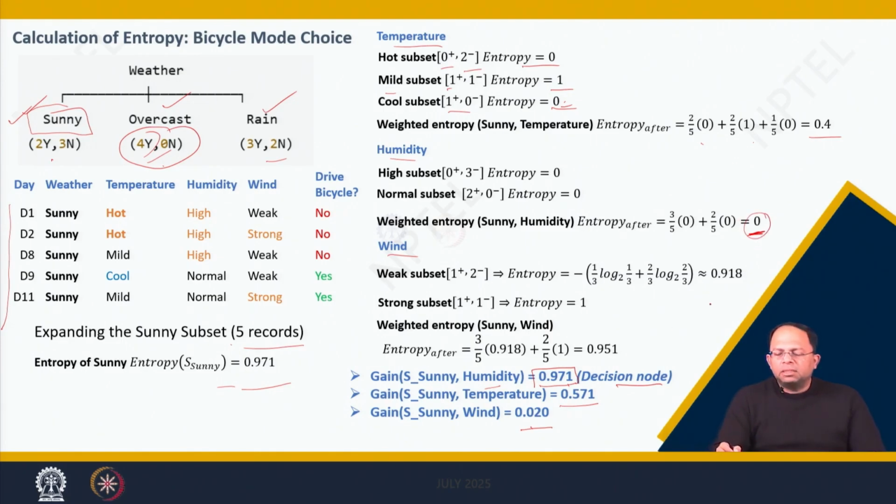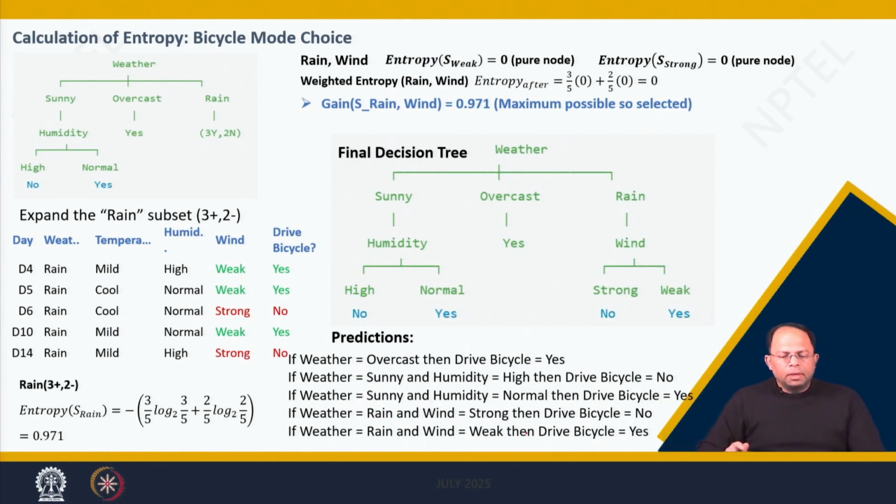In case of wind, it is not that good, and accordingly we are getting this value. So finally we can say that when we ask this question with humidity, we get either high or normal, and eventually all highs are no's and all normals are yes, and that means we have a perfect categorization. Then we can repeat the same process which we did with sunny for rain as well. Here there are again 5 data points, and then we can find the entropy of rain.